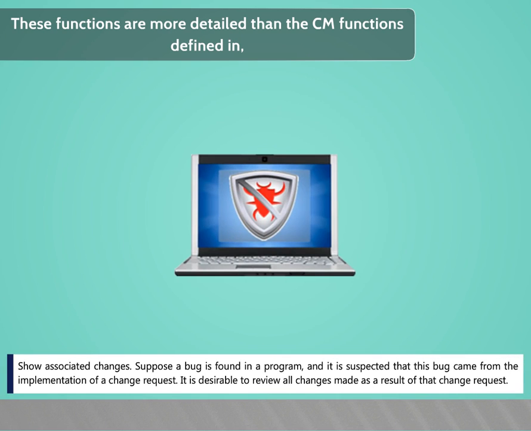Show associated changes. Suppose a bug is found in a program and it is suspected that this bug came from the implementation of a change request. It is desirable to review all changes made as a result of that change request.